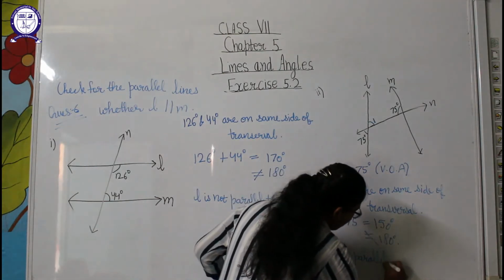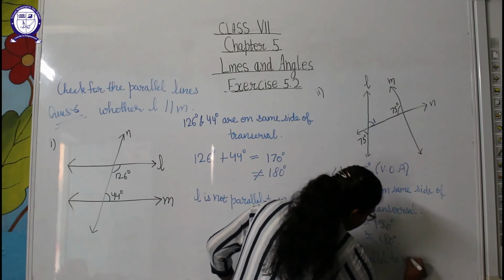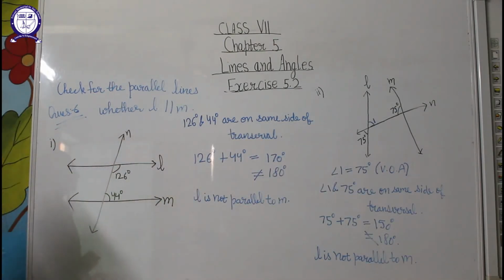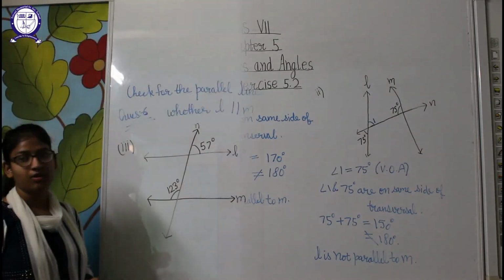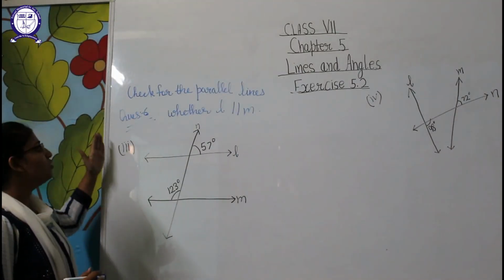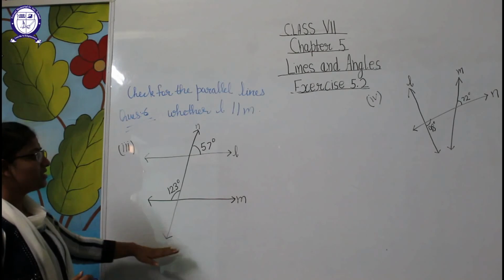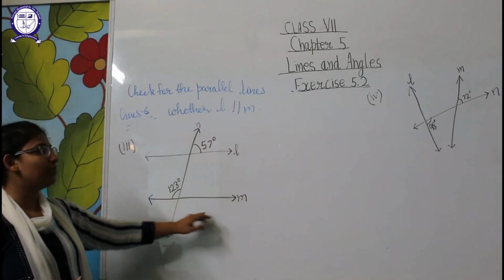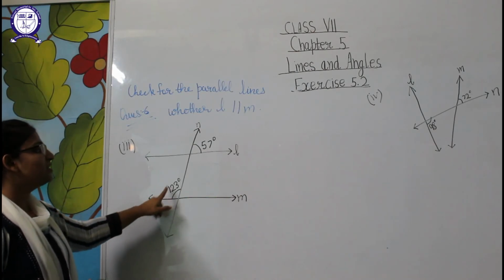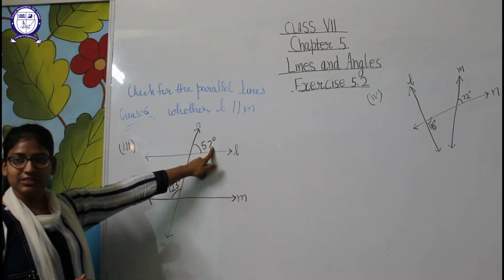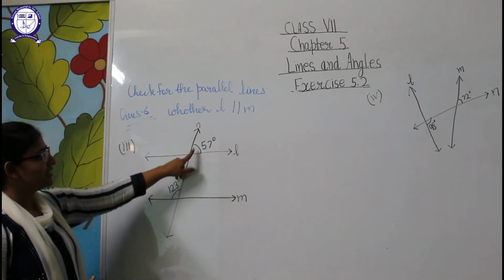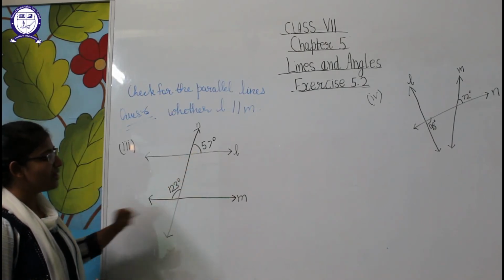In this we have to check whether L is parallel to M. So in both these parts we find that L is not parallel to M. Okay, now students, the third part of this question is, this figure is given to you and you have to tell whether L is parallel to M or not. Here 123 degrees is given to you and here 57 degrees is given to you. Here also we can say that there is no relation between these two angles.